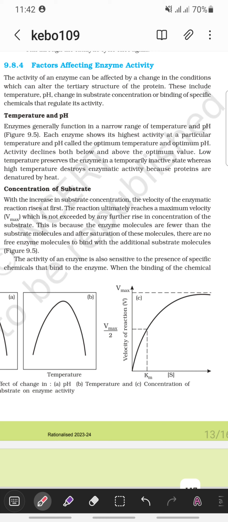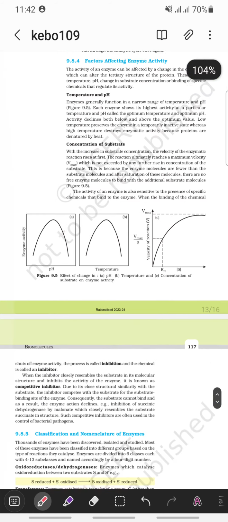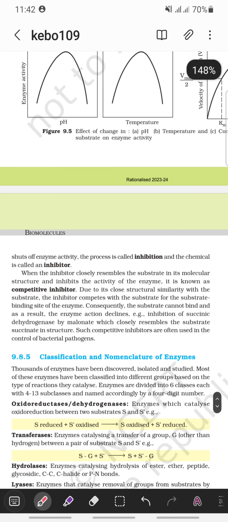The activity of an enzyme is also sensitive to the presence of specific chemicals that bind to the enzyme. When the binding of the chemical shuts off enzyme activity, the process is called inhibition and the chemical is called an inhibitor.